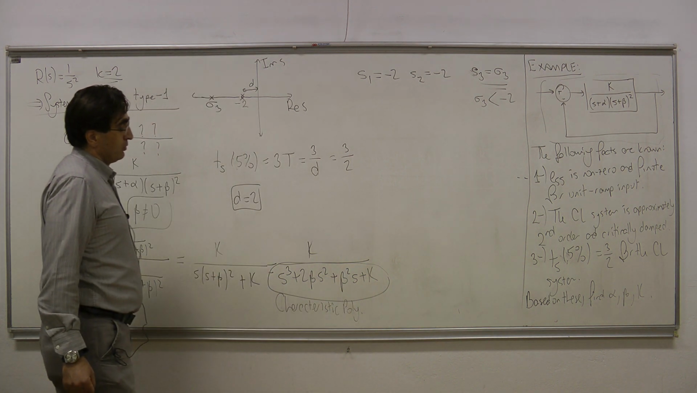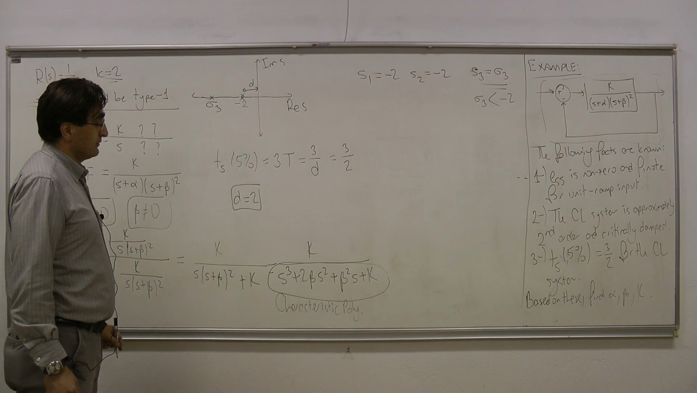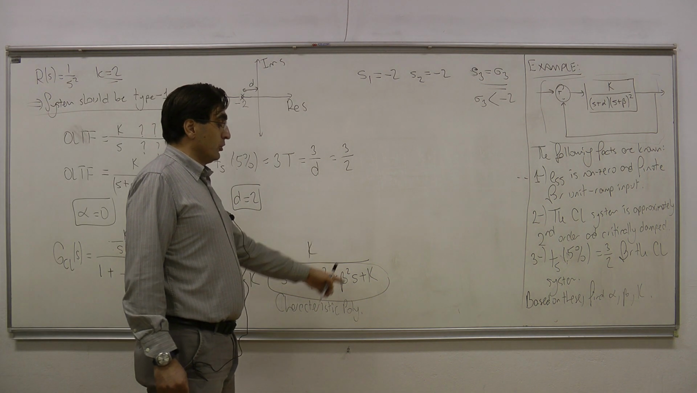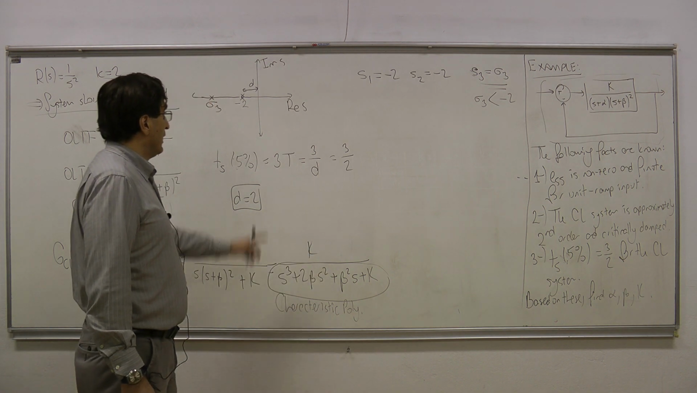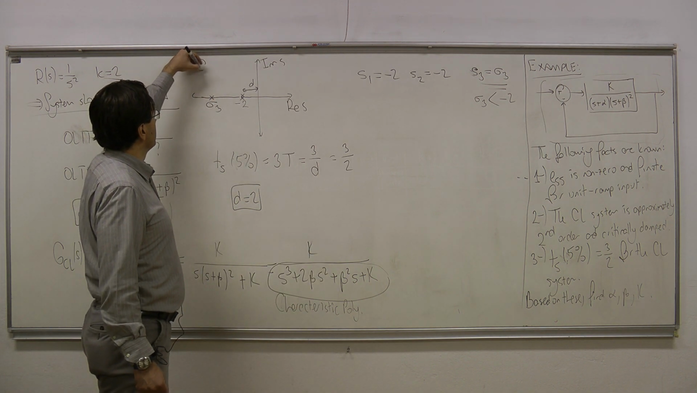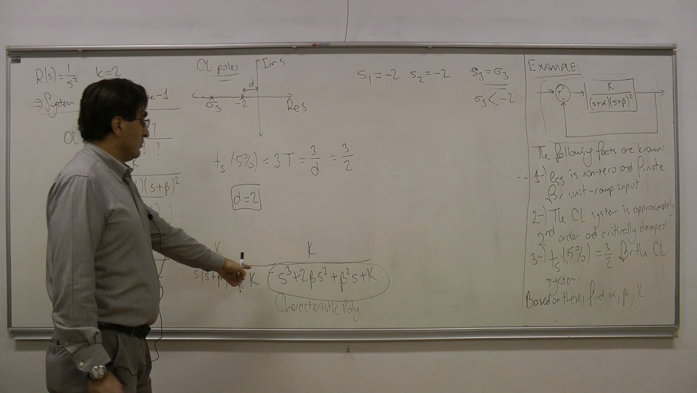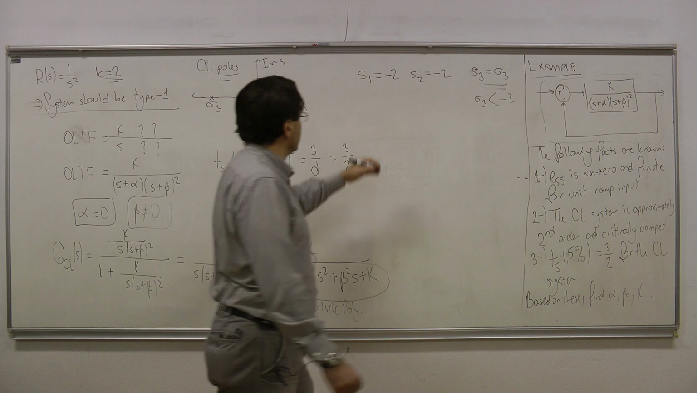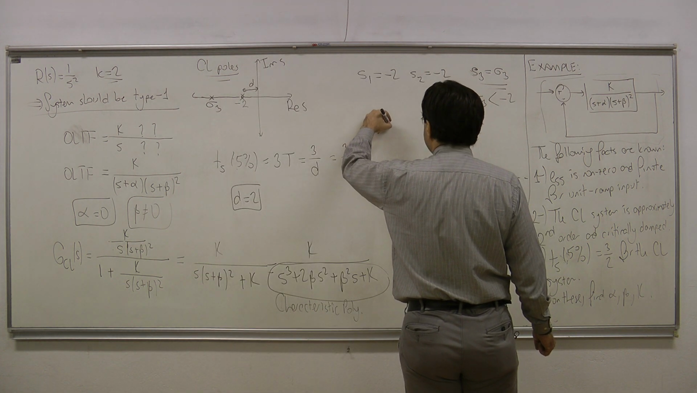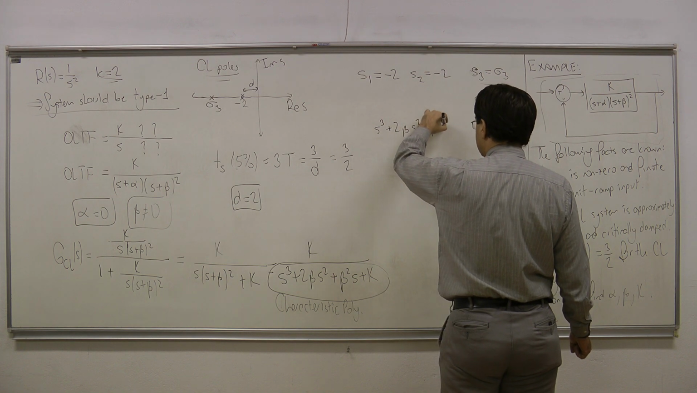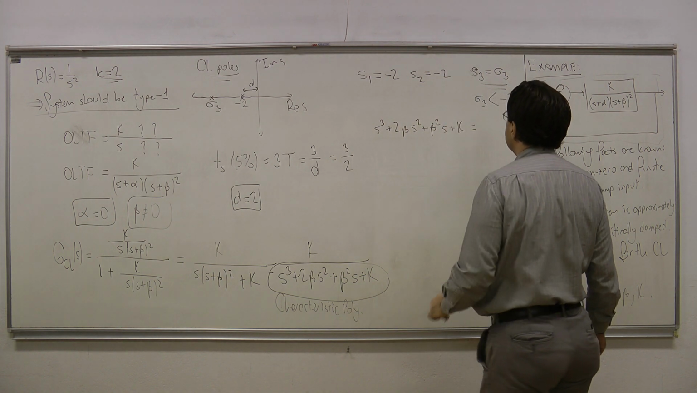I have already told you this in one of the earlier lectures, and the characteristic polynomial is important because it determines the closed loop poles. And I need to have closed loop poles with this topology. Okay? So what should be the characteristic polynomial? So I need to have s cubed plus 2 beta s squared plus beta square s plus k.